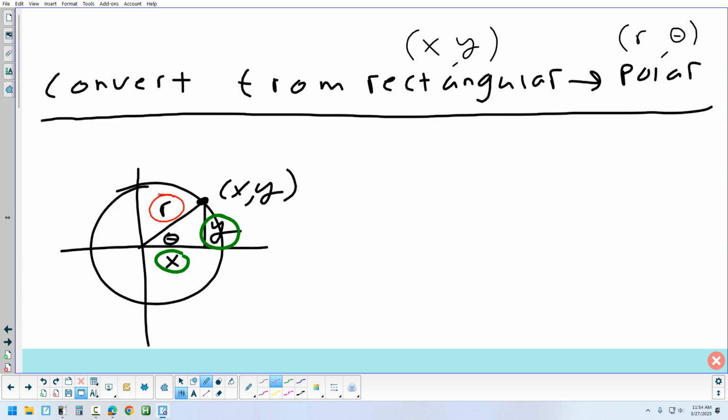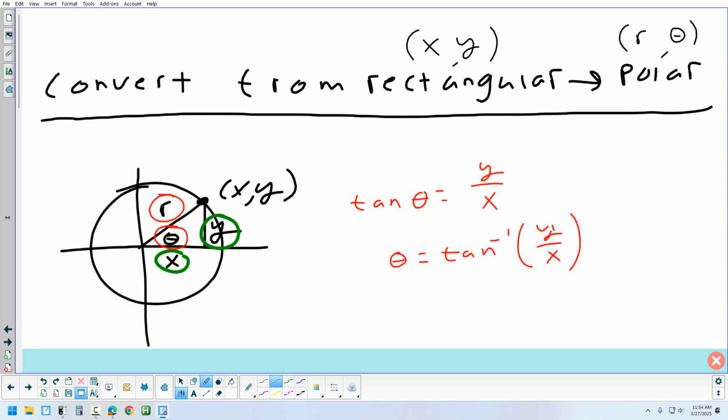And now, how are you going to get your angle? Tangent. Great. You're going to do the tangent equals y over x. But now, how do you get rid of tangent? Inverse tangent. So theta is the inverse tangent of y over x. But that's only going to work in certain quadrants. It's the same quadrant it works in when we talked about complex numbers.